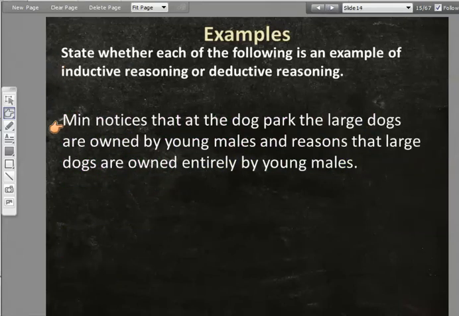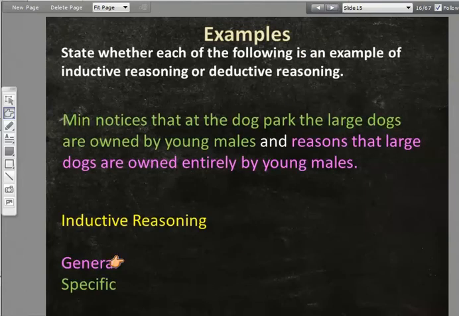Okay. Min notices that at the dog park, the large dogs are owned by young males and reasons that large dogs are owned entirely by young males. Now, Min notices that at the dog park that large dogs are owned by young males. That's going to be pretty specific. And it's also observation and patterns, okay? And then reasons that large dogs are owned entirely by young males is pretty general.